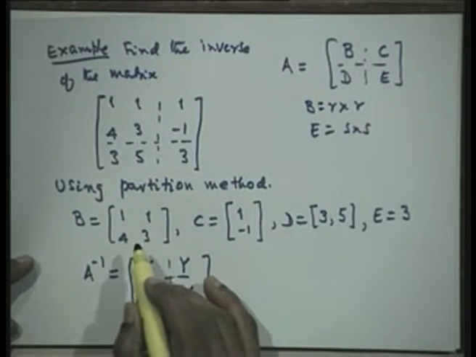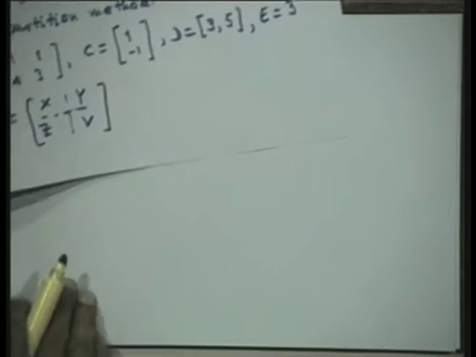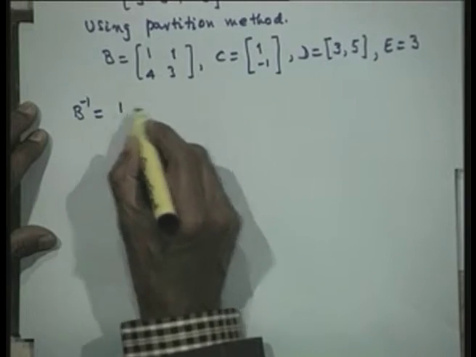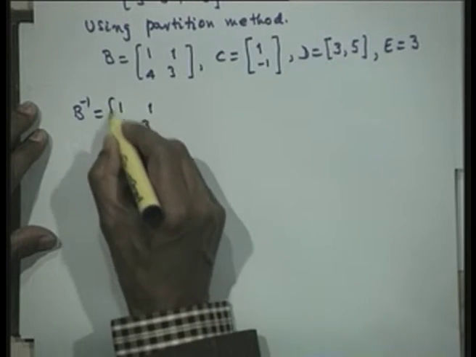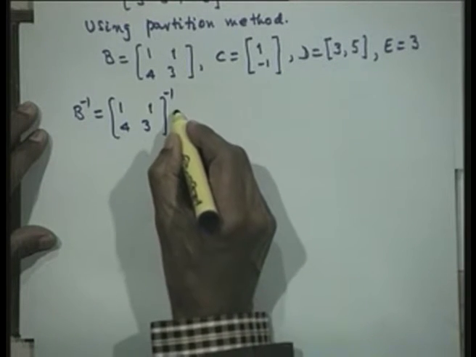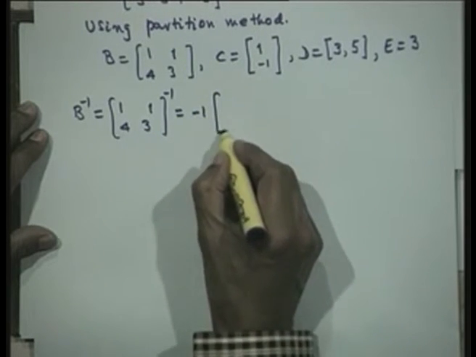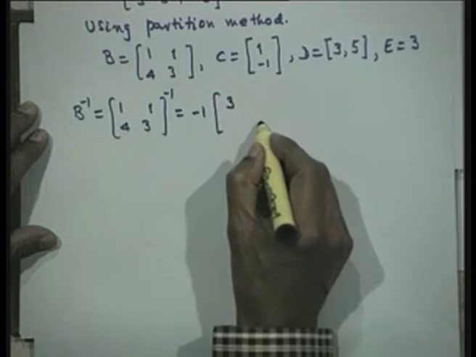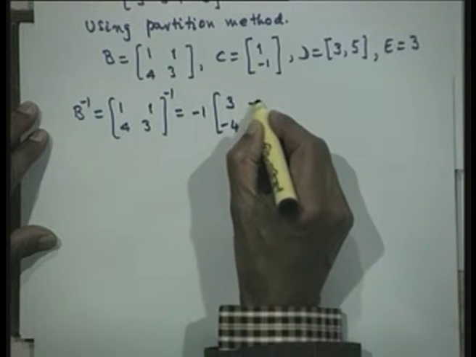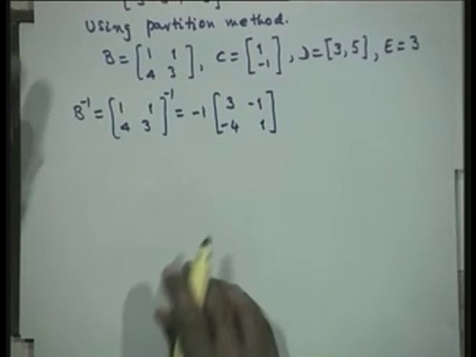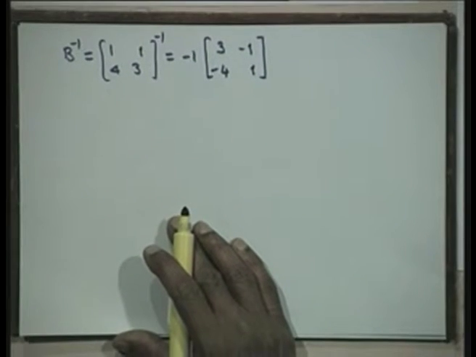To start with the procedure, we need the inverse of B. So, let us start with the inverse of B. So, I need B inverse. Let us find the inverse of this matrix 1 1 4 3. Let us do it straight away. Its determinant is minus 1. So, I will have a minus 1, the element 3 here, the element 1 here, and its cofactors and transpose of it. So, I have the inverse of B as this.